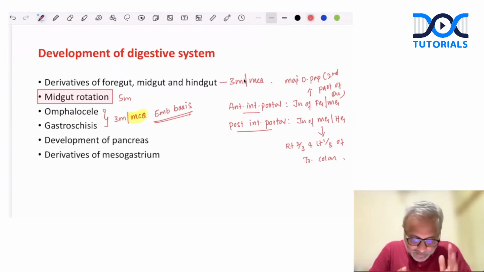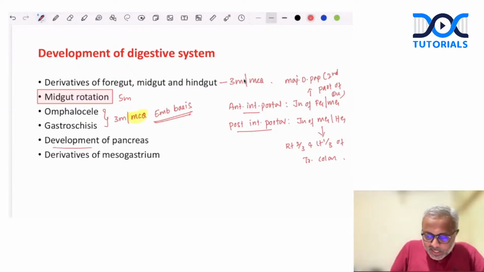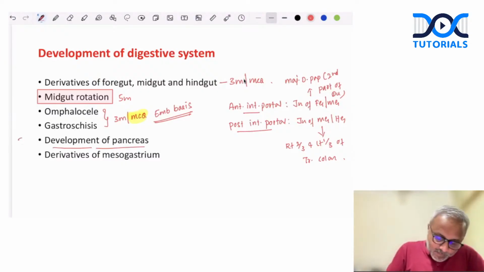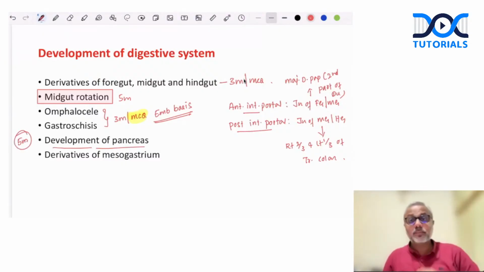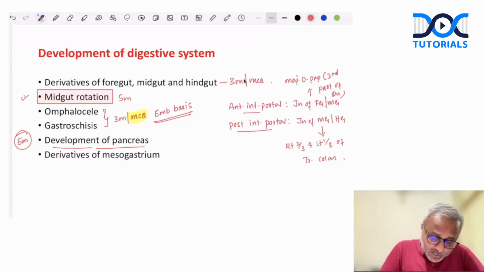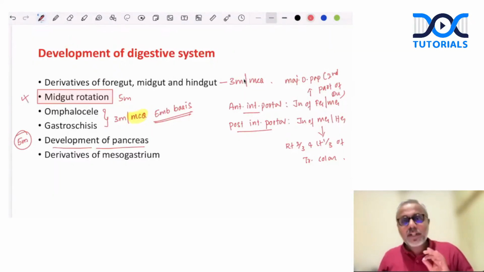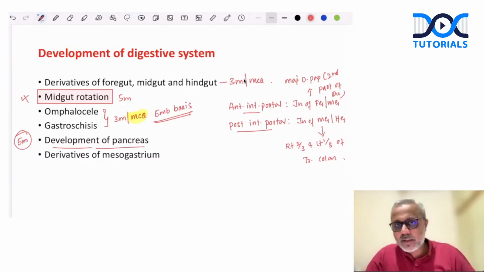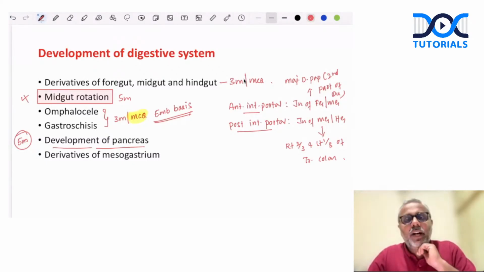Are we clear? Right. Then the next thing is with respect to development of pancreas. This is a very important 5-marker. Apart from the midgut rotation, development of the pancreas is one question which is very frequently asked in the exams, right? As with the development of the tongue, which is very frequently asked in paper one, the development of the pancreas is very frequently asked in paper two, right? So this is one topic that you need to be prepared for.